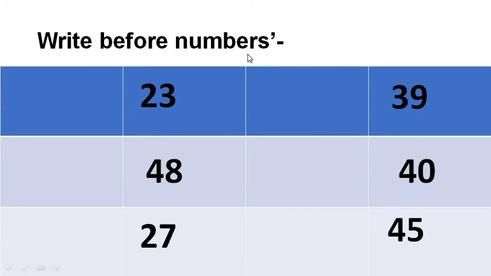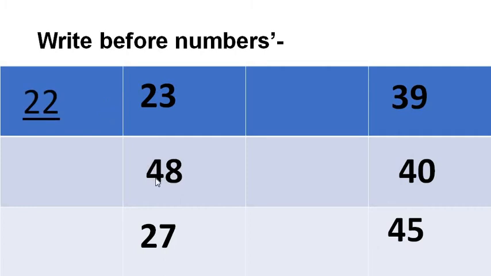Right, before numbers. What is the meaning of before numbers? What do you understand by before numbers? On the number line, whenever we write numbers, you have to move to the left side, or stop just before the given number. As this is 23, which number will come before 23? Let's see. 21, 22 and 23. So which number comes just before 23? It's number 22.